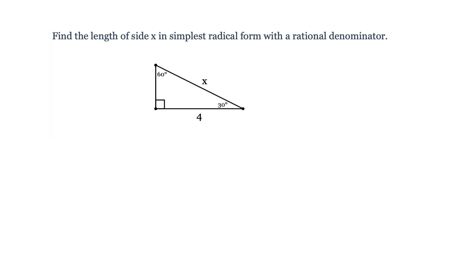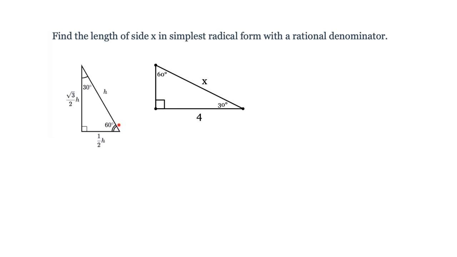Alrighty, here we have another 30, 60, 90, so we're going to use that same triangle again. All right, so here it is. Here's that other triangle. Now they gave us a piece of information right here. They gave us a 4. The 4 is on this side. This side is in between the 30 and the 90 degree.